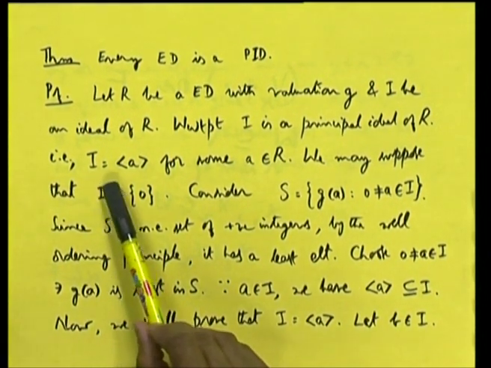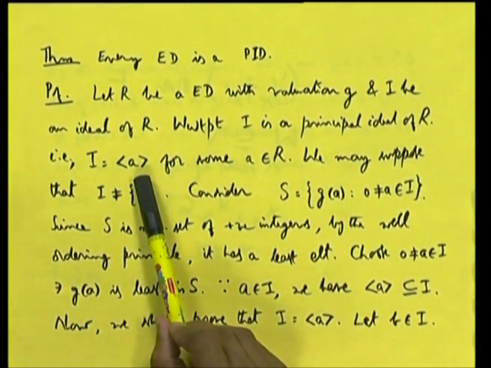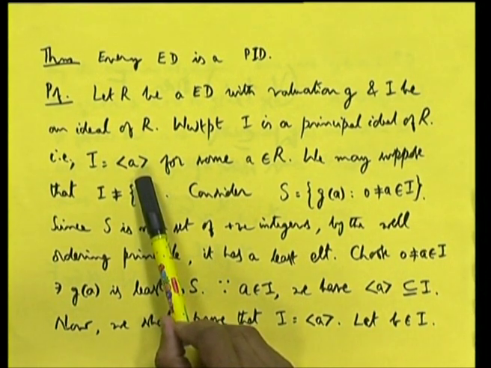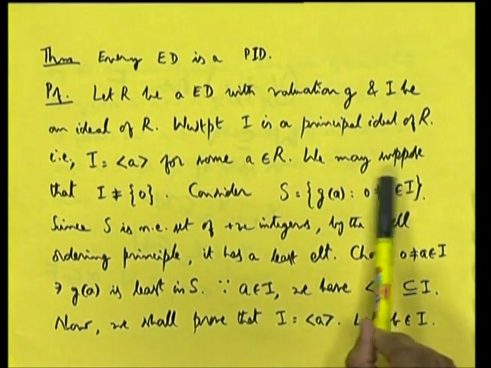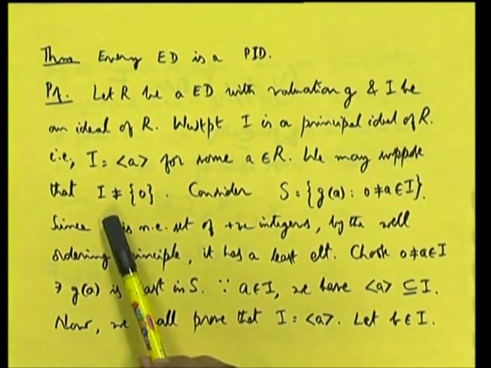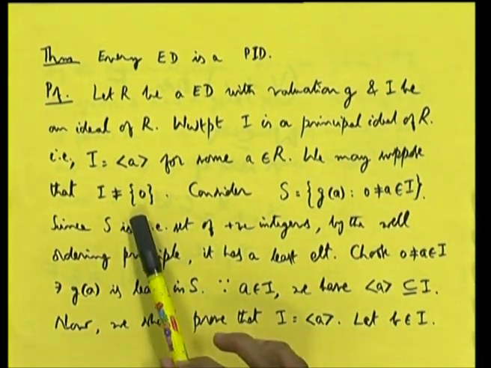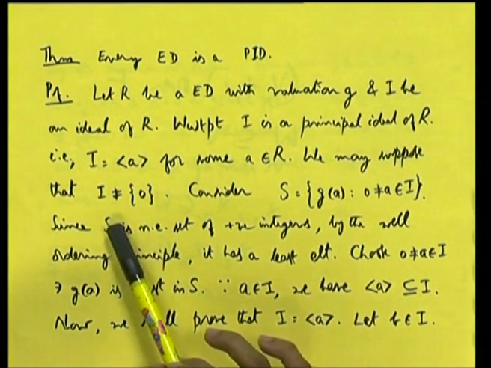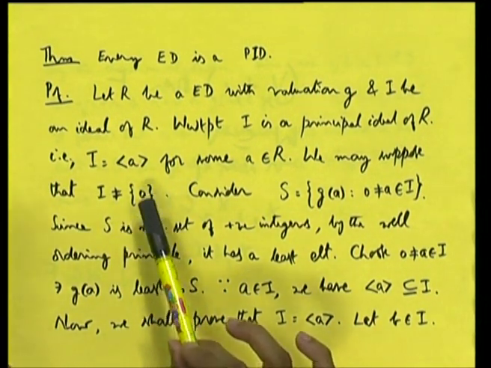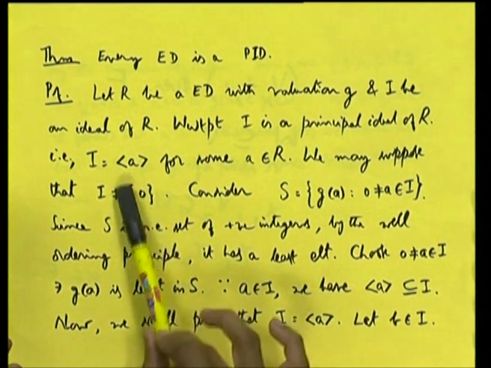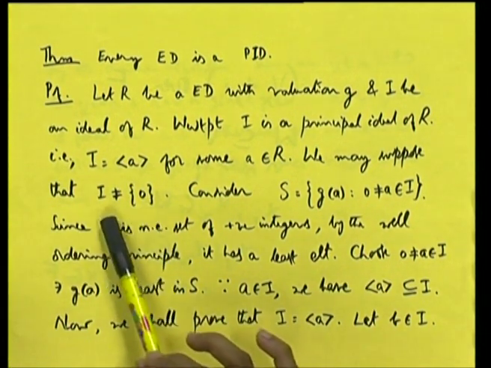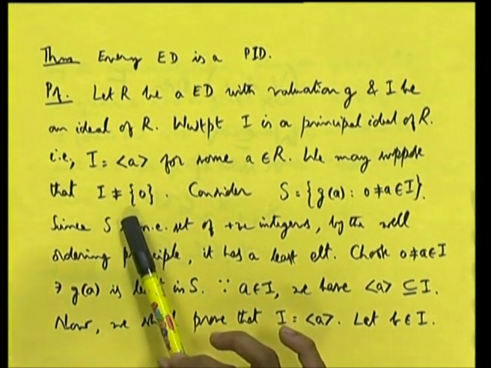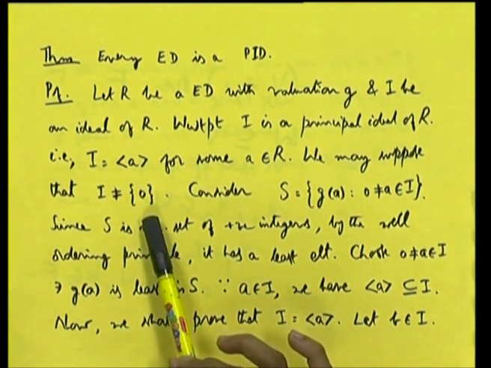That is, we want to obtain that I is the ideal generated by an element a coming from capital R, and this ideal is not the trivial ideal, that is singleton 0. If it is so, it is generated by 0 and it becomes principal. So let us assume that I is not the trivial ideal singleton 0.